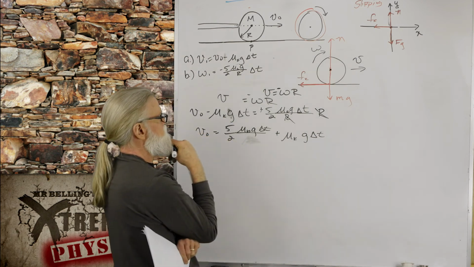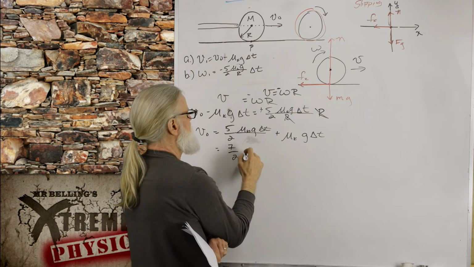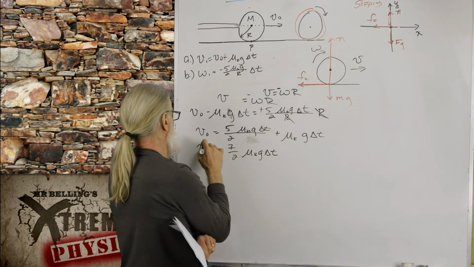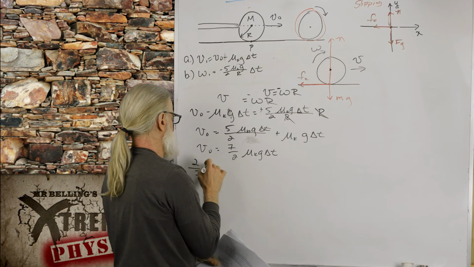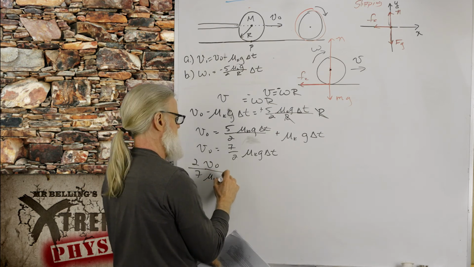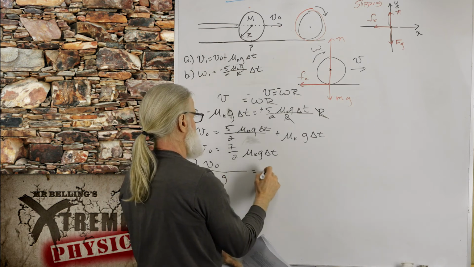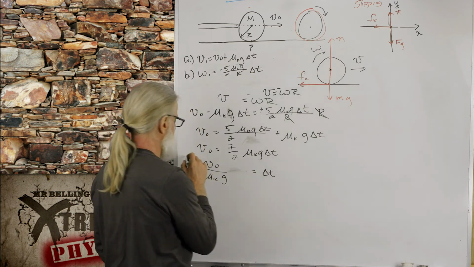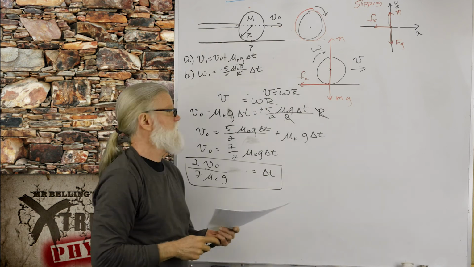All right. And what do we have? We have, is that 7 halves? 7 halves mu K G delta T is V0. So 2/7 V0 over mu k g equals delta t. All right, there's our time. There's our time.